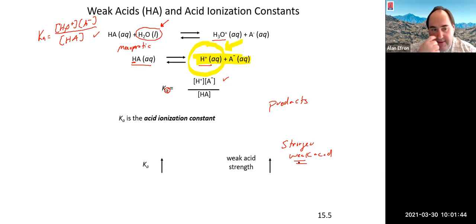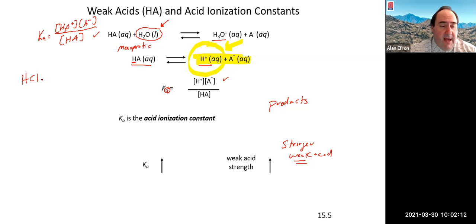So in comparisons of one weak acid to another, when you look at the Ka values, the one with the larger Ka value is the stronger, again, weak acid. All weak acids are obviously weaker than a strong acid. So even the strong weak acid, as weird as that might sound, is obviously weaker than a traditional strong acid like hydrochloric acid. And again, the reason is very simple.